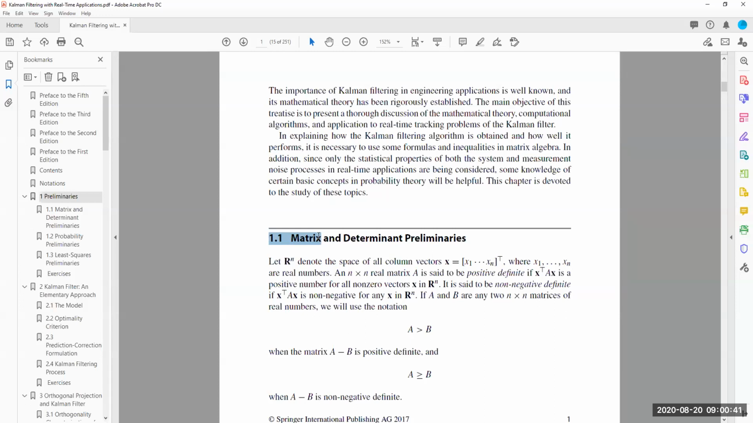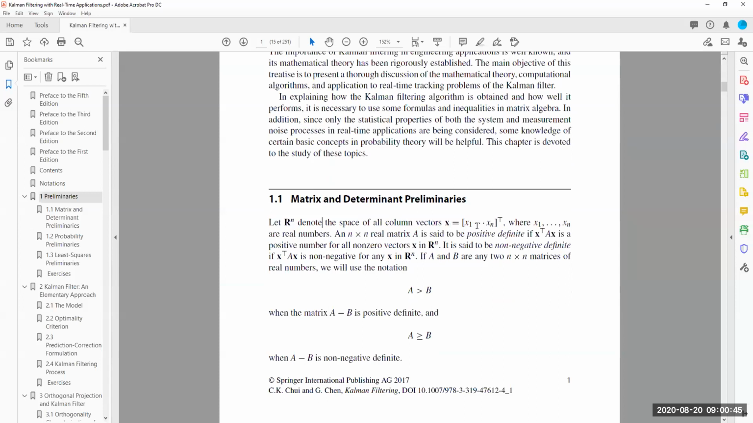It's basically about matrices. First it gives some definitions of a vector. A vector is a column vector. Then it gives the definition of a matrix. A matrix is positive definite if you use the vector x transpose times A times x, which is a number, and for non-zero vectors x the number is positive.